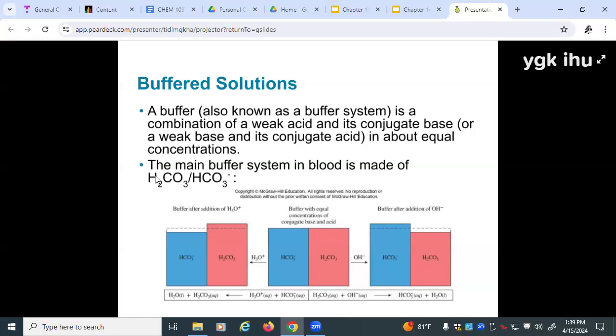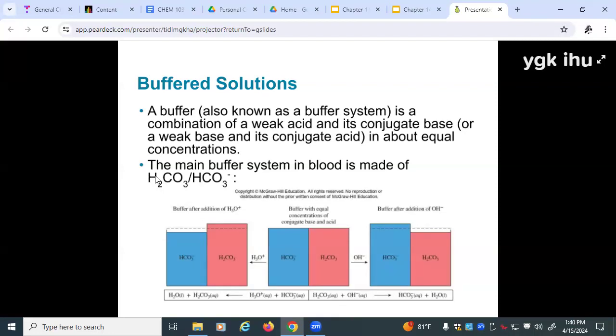So, your average can of soda has a pH of somewhere between 4 and 5. How can you drink that stuff and not immediately go into acidosis? Your blood takes care of it.